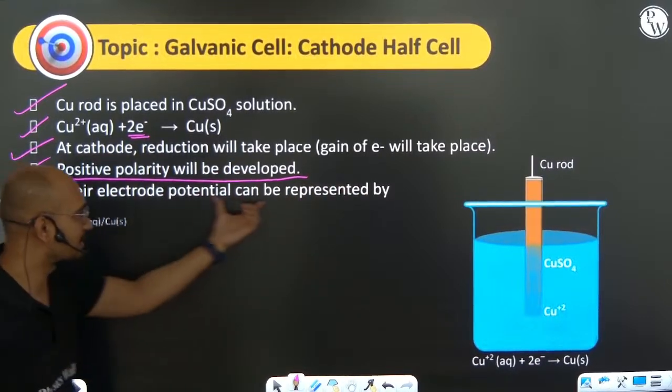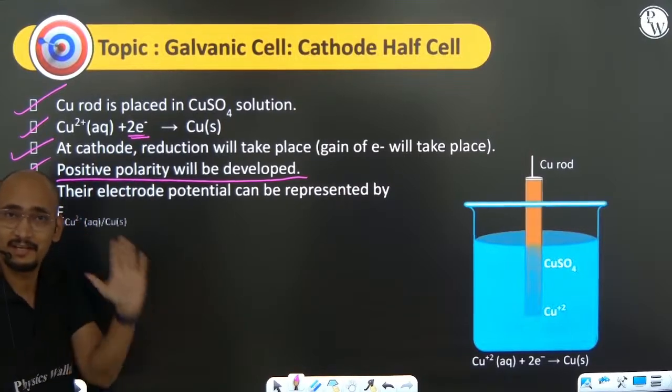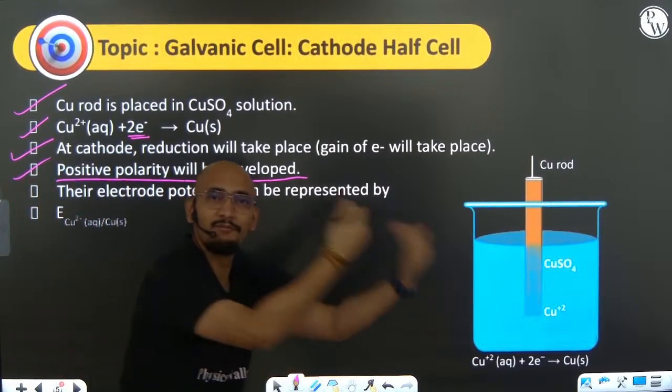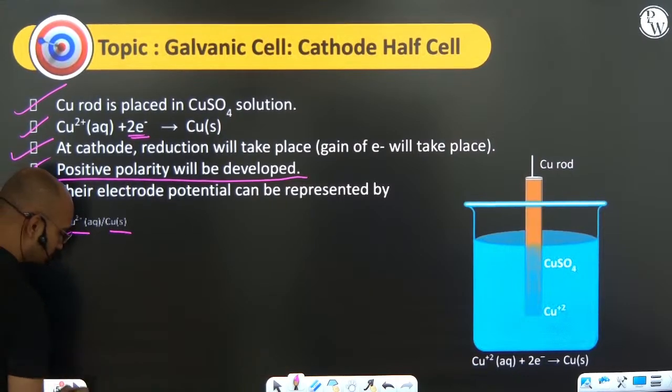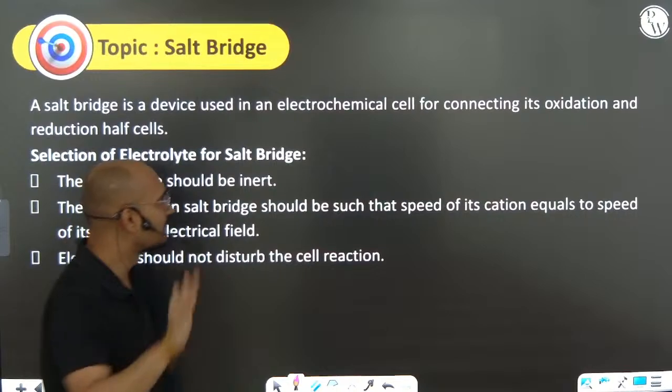Here there will be positive polarity. Their electrode potential can be represented as follows, because reduction is taking place. Copper 2+ will convert into copper. So E of Cu2+ aqueous converting into Cu solid. That is how we show the reduction potential.